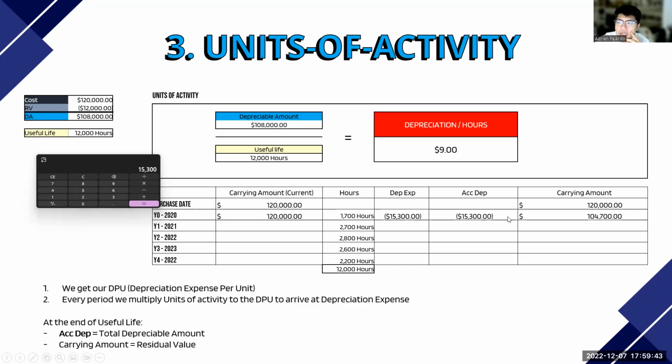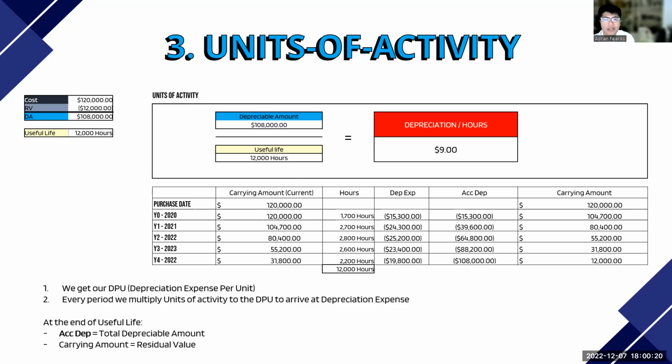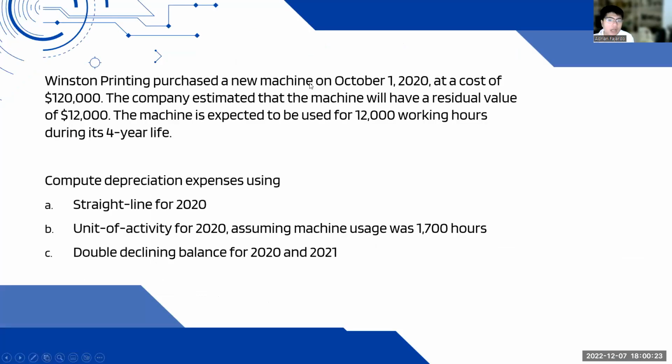15,300. And then, ito yung ACDEP, ito yung carrying amount. 24,300 is just basically what? 2,700 hours times the DPU of $9 per hour, 24,300. So, ganun lang. We use the activity. And then, ultimately, our ACDEP would be what? The 12,000 hours times the DPU. Right? So, in total, 108,000 yung ACDEP. So, in units of activity, yun yung wala kang pakialam kung mid-year yung purchase. Right? So, please be careful lang kung mid-year purchases, but in essence, the way to solve it still remains the same. So we're done with this.